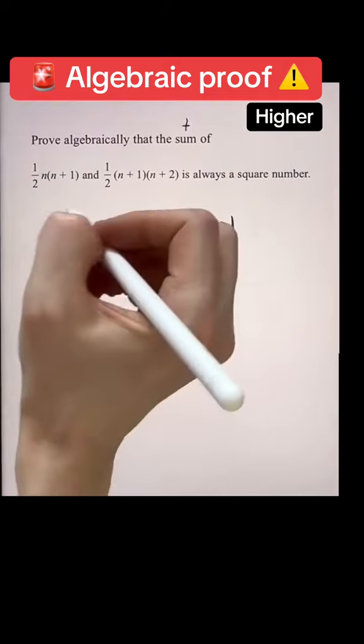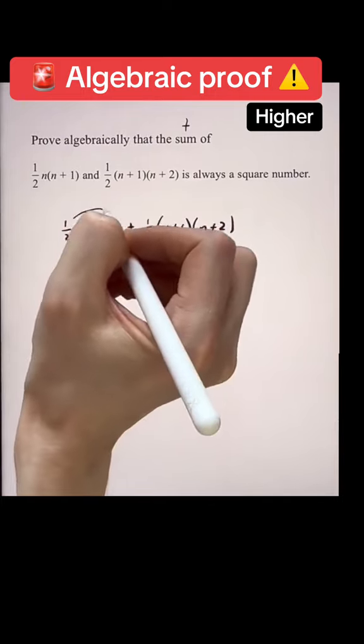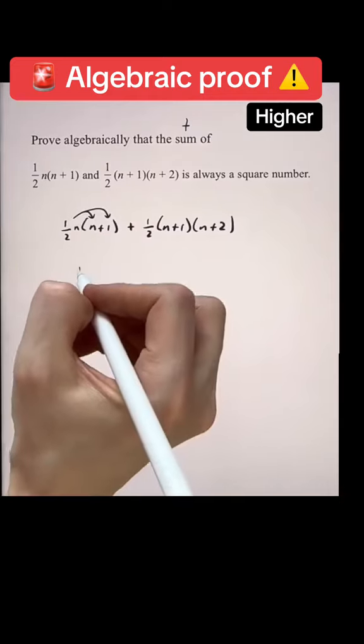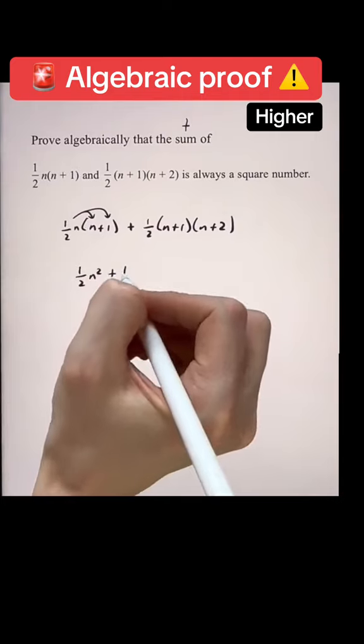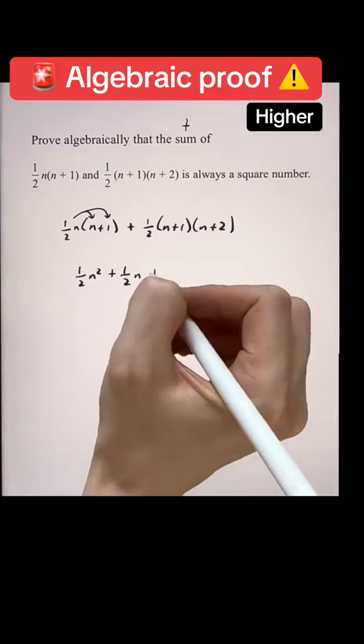Well, first of all, expanding out my single bracket, whatever's outside, I multiply by each term directly inside. Well, a half n times n will give us a half n squared. And a half n times positive 1 will give us plus a half n. Leave this half outside for now.